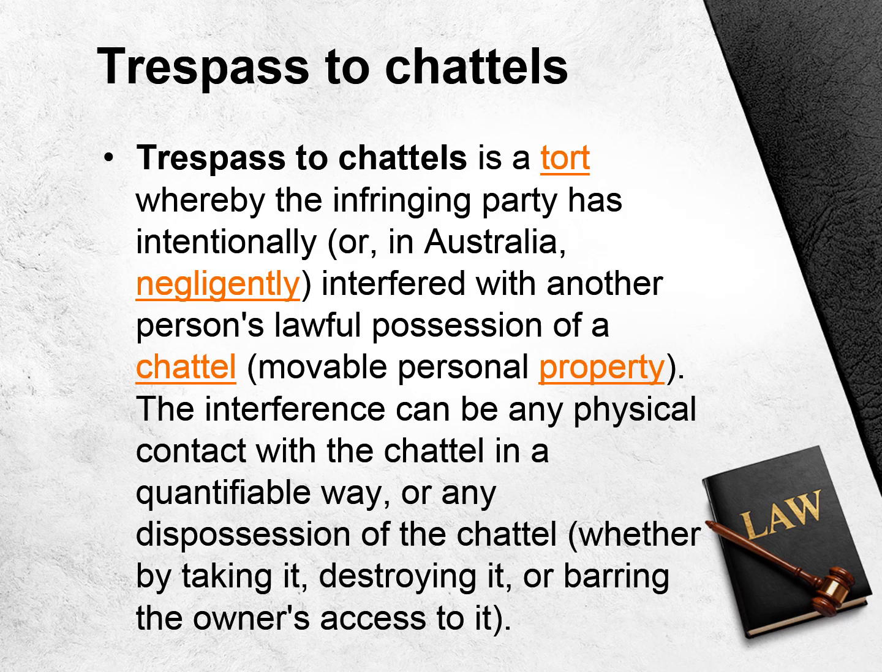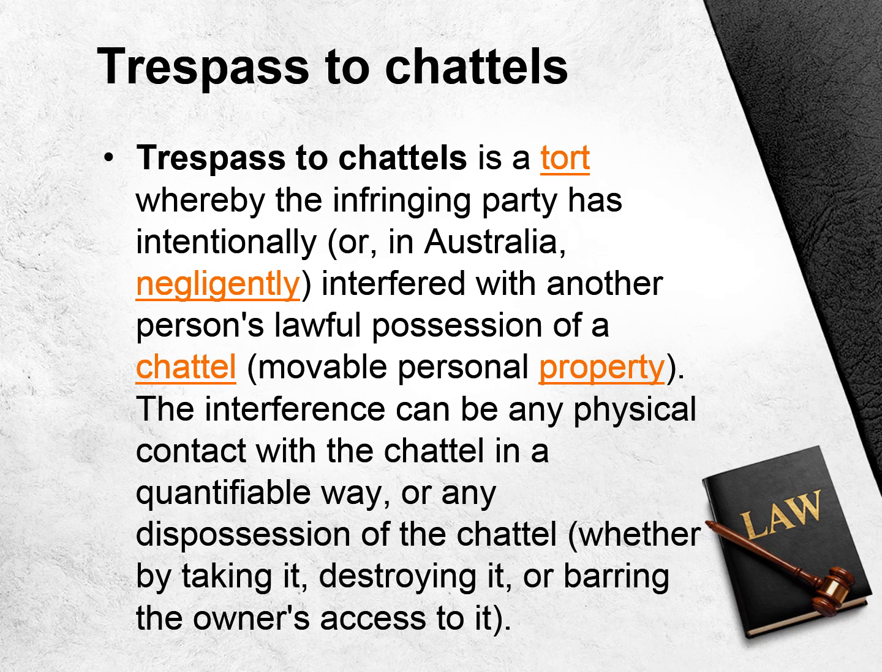The next charge we have is called trespass to chattels. It's another tort whereby the infringing party has intentionally, and in Australia negligently, interfered with another person's lawful possession of chattel, which is movable personal property. Now you might call that a vehicle, because a vehicle is movable and it's personal property. The only thing that this wouldn't apply to is a house, because theoretically a house isn't movable. If you move it, you probably destroyed it. However, if you live in a mobile home, then that would be movable personal property.